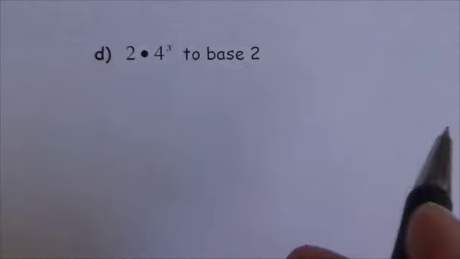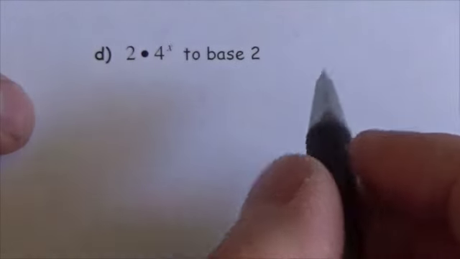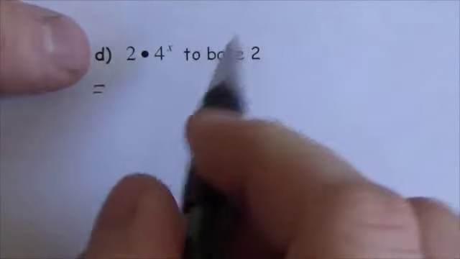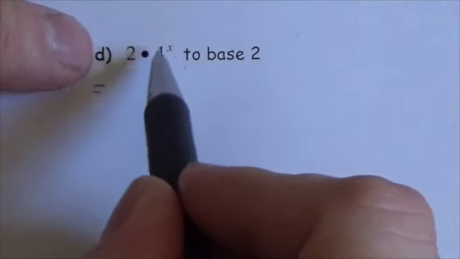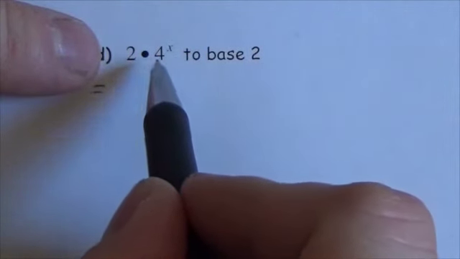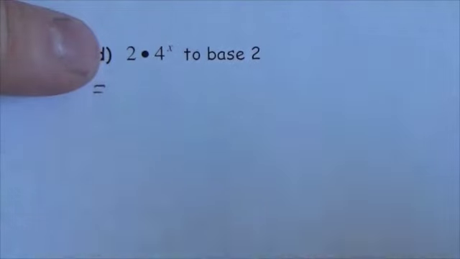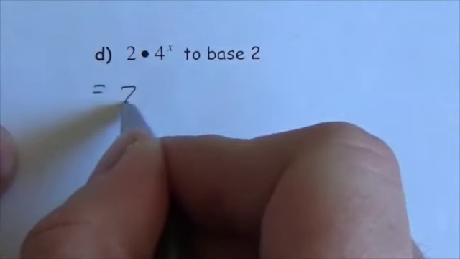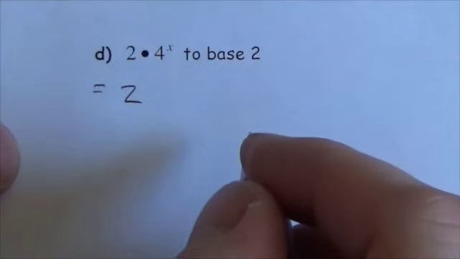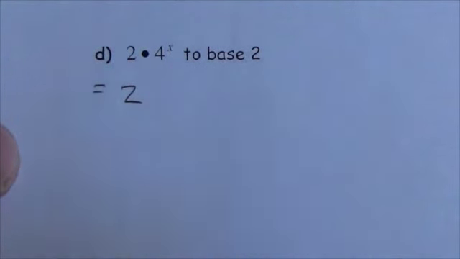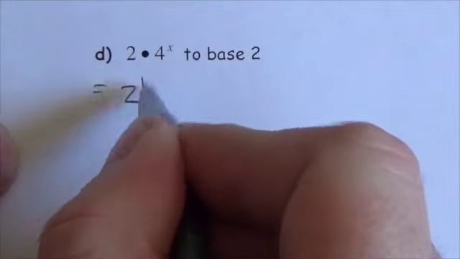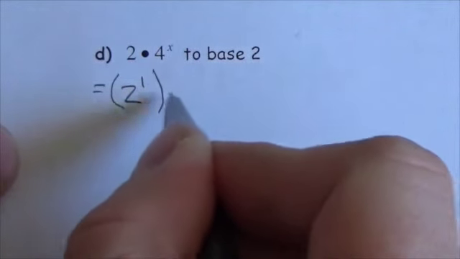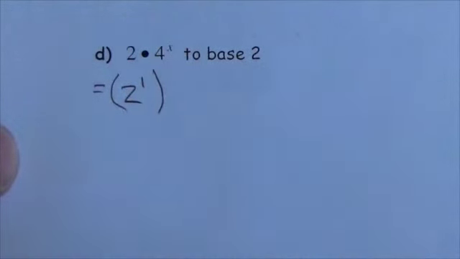Okay, 2 times 4 to the x, base 2. Once again, remember that we have to deal with this exponent here before we can deal with the multiplication, because exponent comes before multiplication in the order of operations. I'm going to convert these to base 2. 2 already is base 2, so I can just leave it like that. I would be wise, though, to write this very specifically as 2 to the 1, to bear in mind that that is a power of 2, and the exponent, when it's not written, is 1. I'm going to help myself out by doing that.